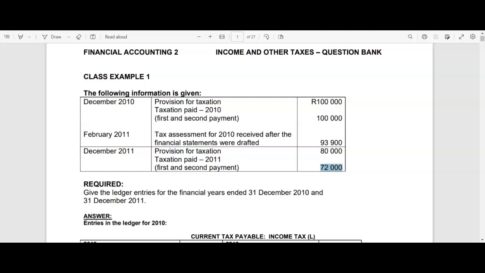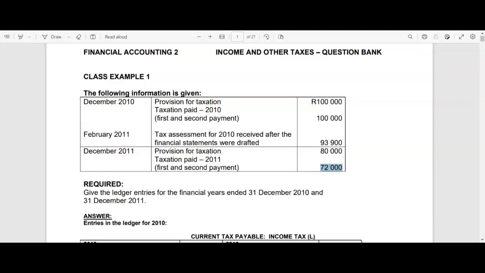So which account are we going to debit? Where do we accumulate our prepayment? Current tax payable. There we go. I'll forgive you all for not typing income tax, because I know it takes a while to type all those words. But in principle, yes, it's going to be your current tax payable income tax account, right?